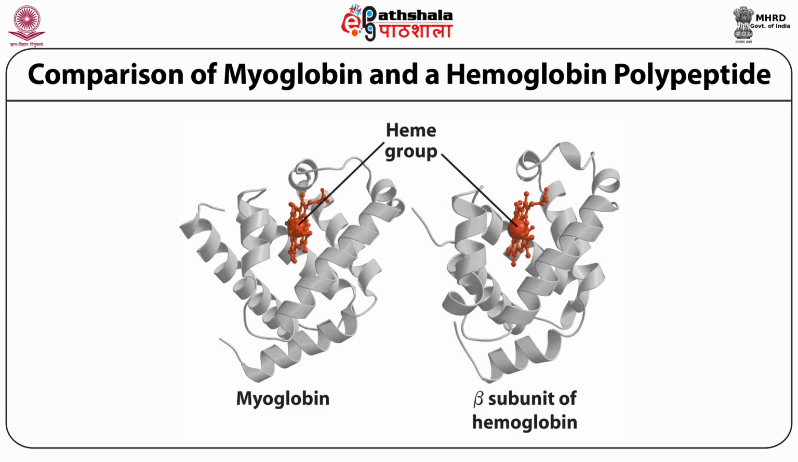Although both have a similar kind of polypeptide chain, the only difference is that hemoglobin has many subunits, 4 subunits. However, myoglobin has a single subunit. That's why binding of oxygen to hemoglobin is a cooperative process, whereas myoglobin is a non-cooperative process.